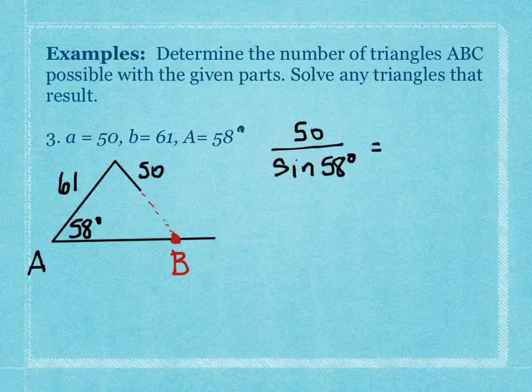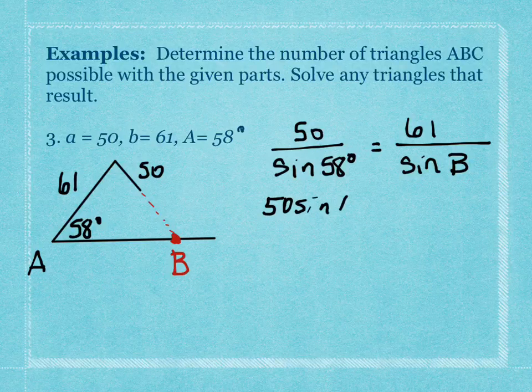And then I have another side, 61 here, and that will be over sine of B, which I don't know. Three pieces of information; the piece I don't know is my angle. Everybody good? All right, so you can cross multiply, and if you do, you've got 50 sine B equals 61 sine 58. Make sure you've got your degree markers where they're appropriate, and they're always appropriate with these angles. They're always in degrees.